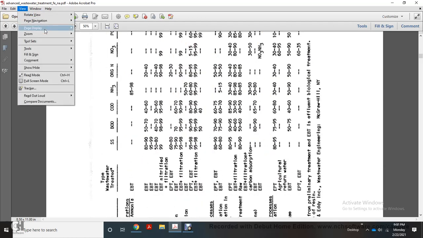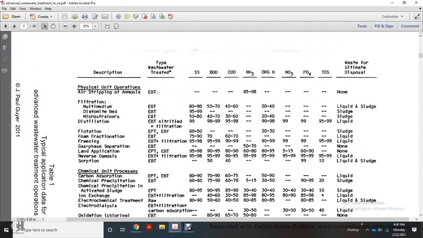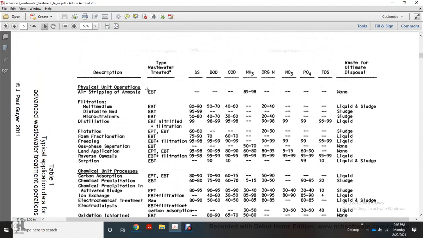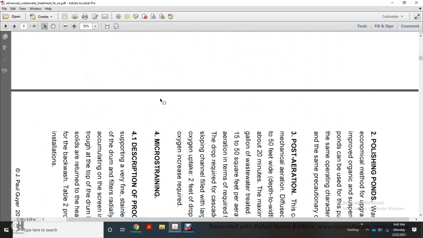And then over here it shows your description, physical unit and chemical unit processes, biological unit processes, your wastewater feed, the SS, BOD, COD, and nitrate, NH3 or organic N, PO4, NO3, PO4, TDS, and waste for ultimate disposal.